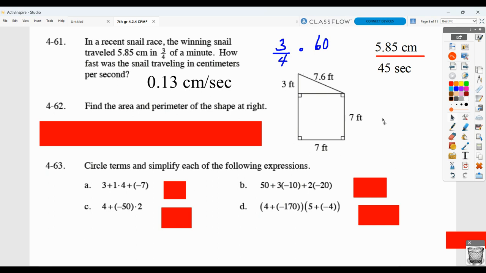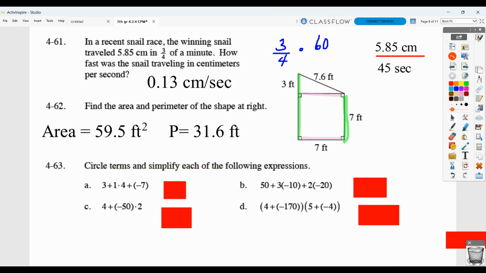Here they want the area and perimeter. This is a trapezoid on its side. So we can see that base 1 and base 2 are going to be 7 feet. And then this one would be 3 plus 7, or 10 feet. So for your formula, you're going to use base 1 plus base 2, get that answer, then divide by 2, then multiply by the perpendicular height, which is here or here, 7 feet.